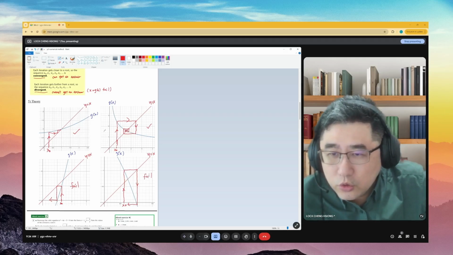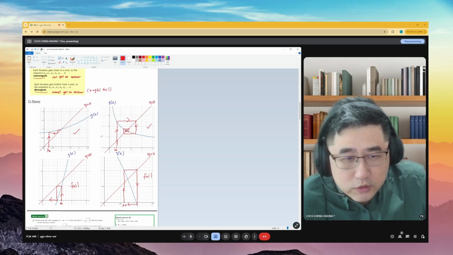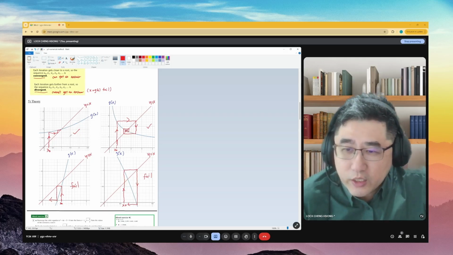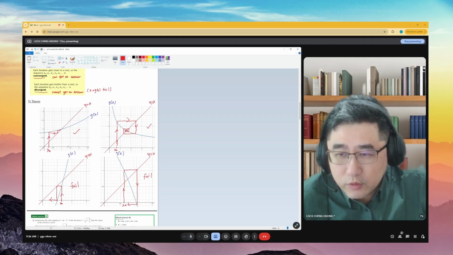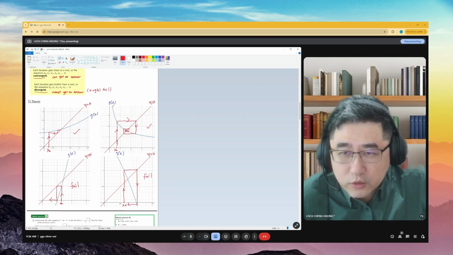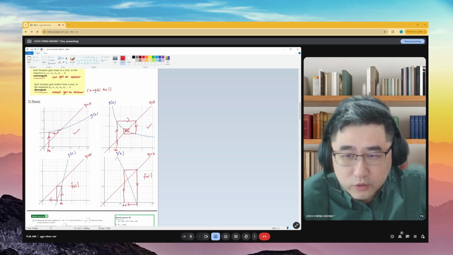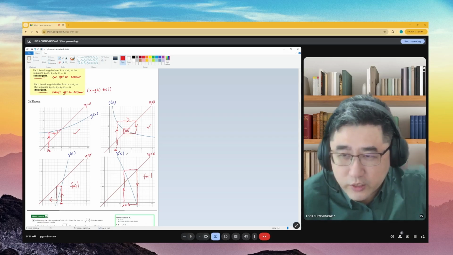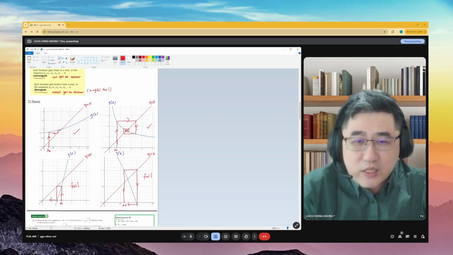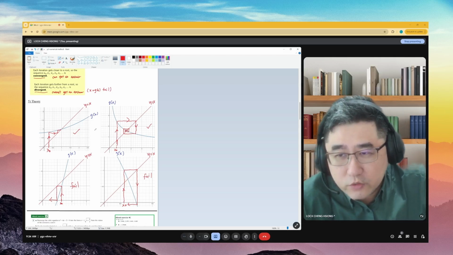Okay, so what exactly is the condition that makes it work or not? You can see the first graph is increasing, is going up. This one also increasing. The second graph, this one decreasing. The fourth graph also decreasing. So it's not about the increasing or decreasing that actually matters. It's about the size of the gradient.